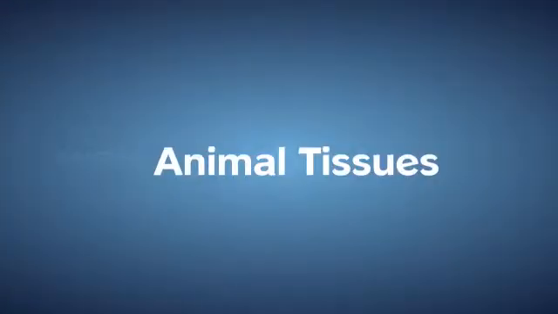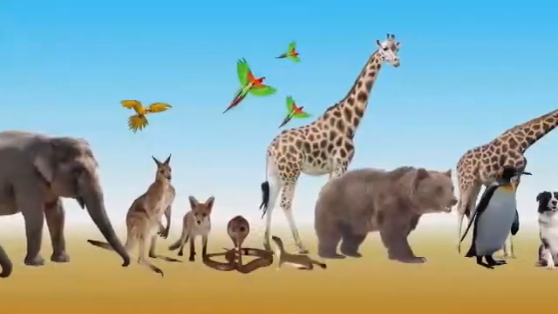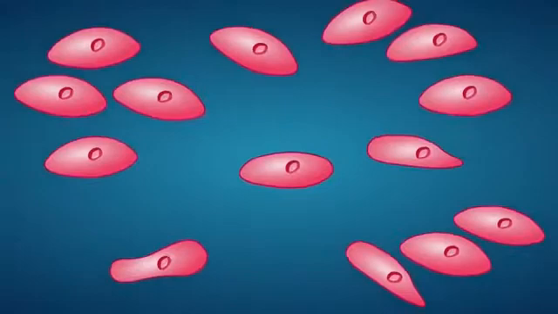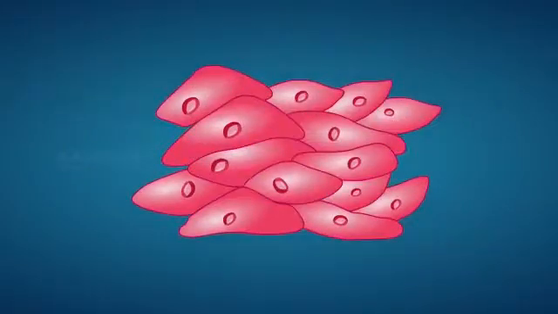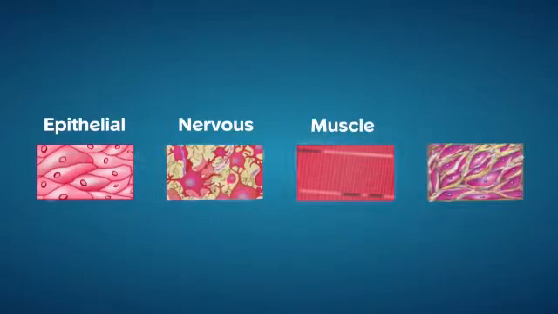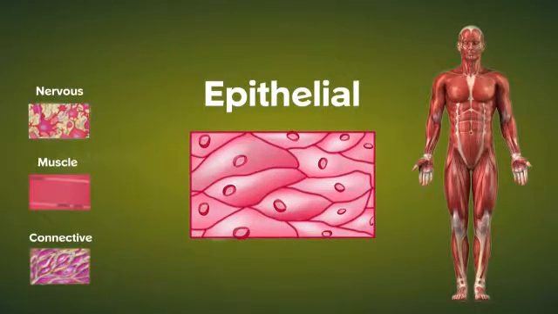Animal tissues. Almost all animals are made up of tissues. Tissues are groups of cells that are similar in structure and work together to achieve a particular function. Animal tissues are grouped into four basic types: epithelial, nervous, muscle, and connective tissues. Let's first look at the epithelial tissue.